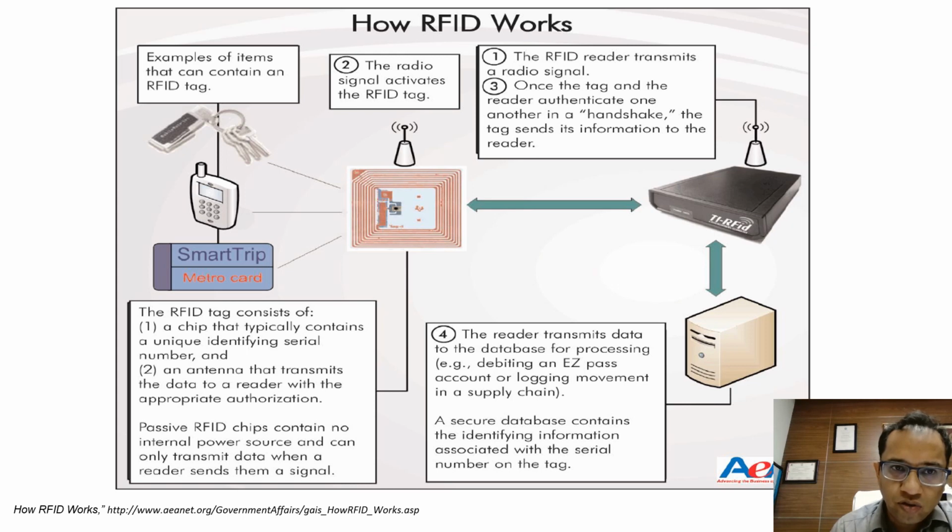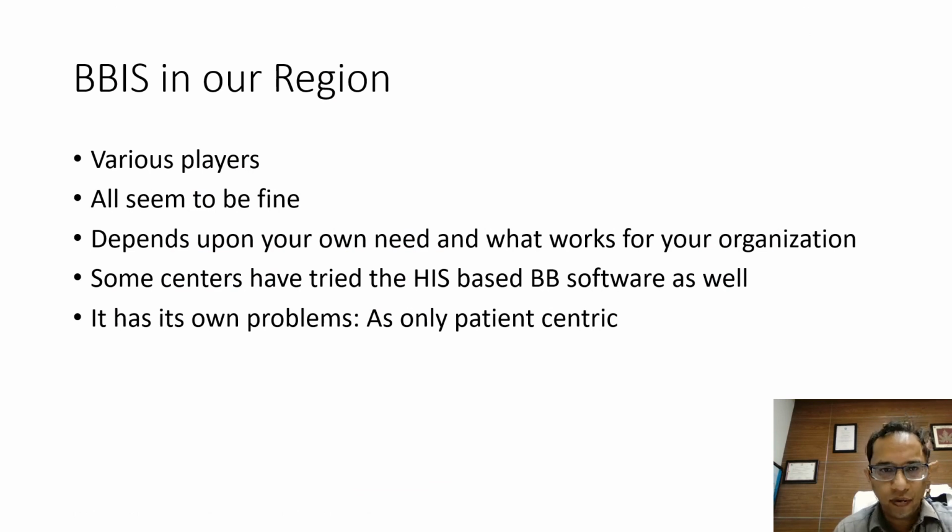So RFID can be on a car key, on your mobile, on a metro card, or more importantly, on your blood bag. It consists of a chip that contains a unique identifying serial number and an antenna that transmits the data to a reader with appropriate authorization. And these are generally passive RFID, which contain no internal power source and can only transmit data when a reader sends them a signal.